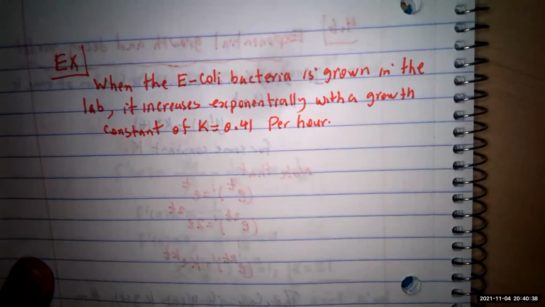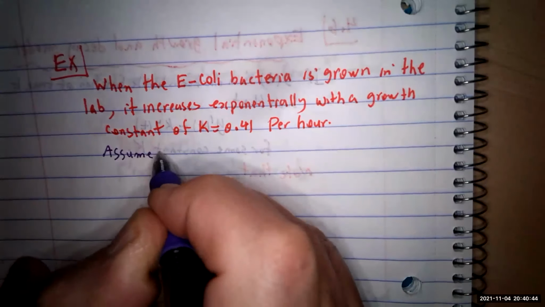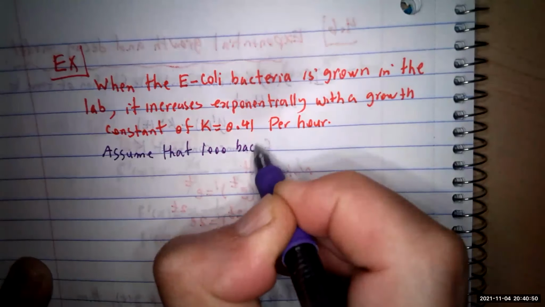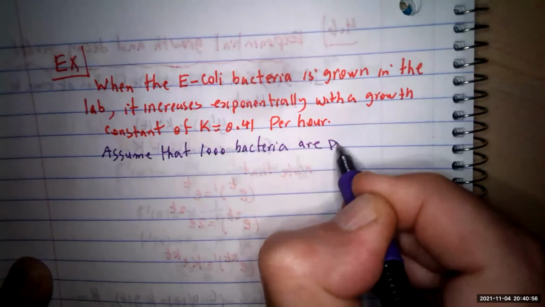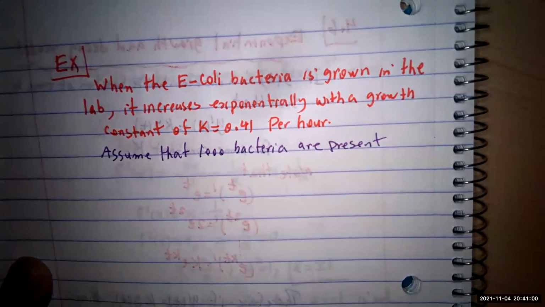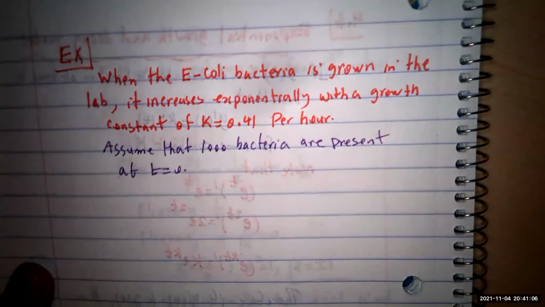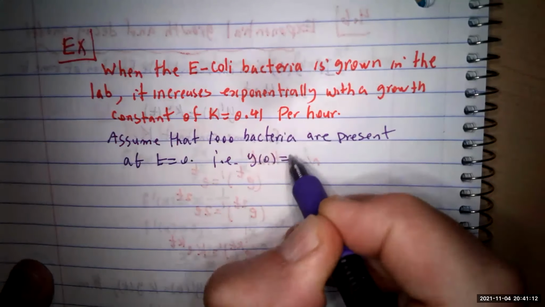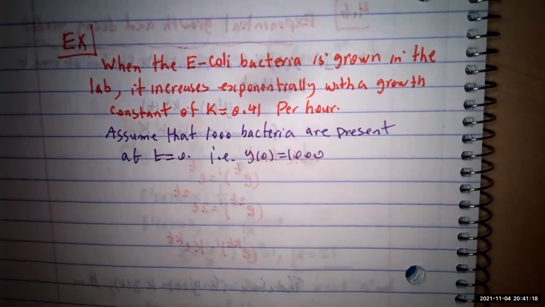So what do you want? Assume that you start with 1,000 bacteria. 1,000 bacteria are going to be present at t equal to 0. So this basically means, i.e., y of 0 is 1,000. That's the initial value, if you like. So assume that 1,000 bacteria are present at t equal to 0.